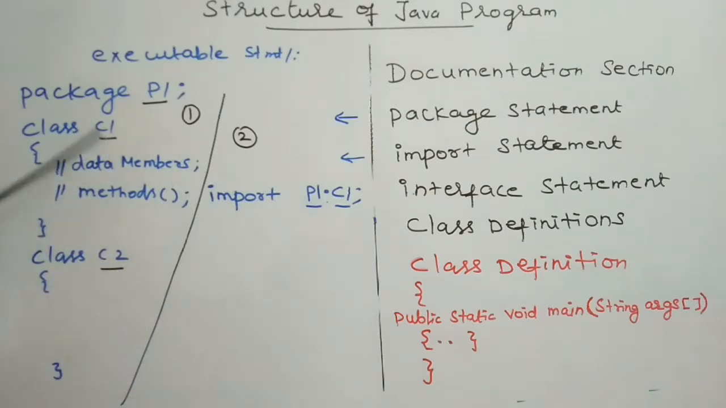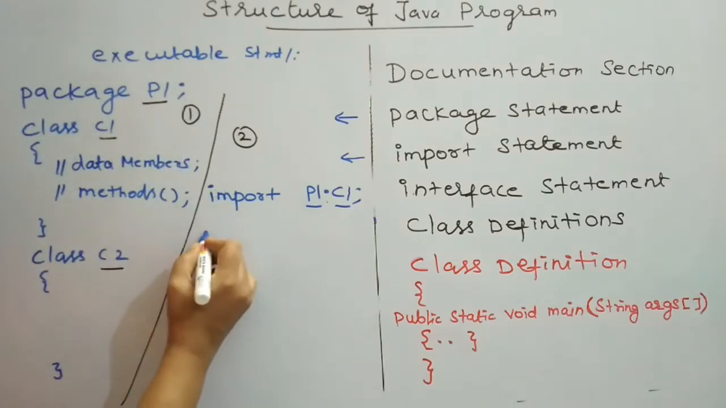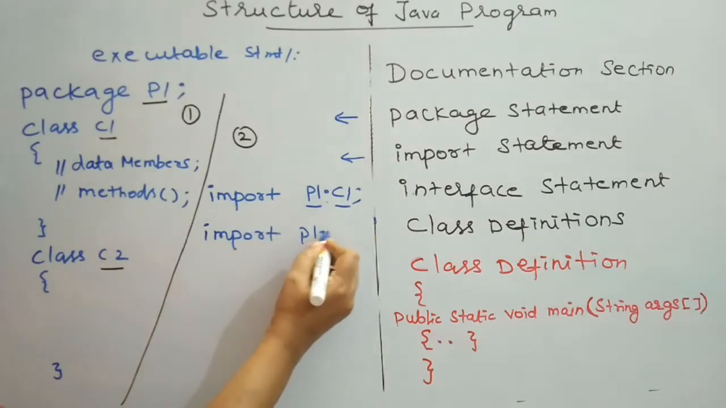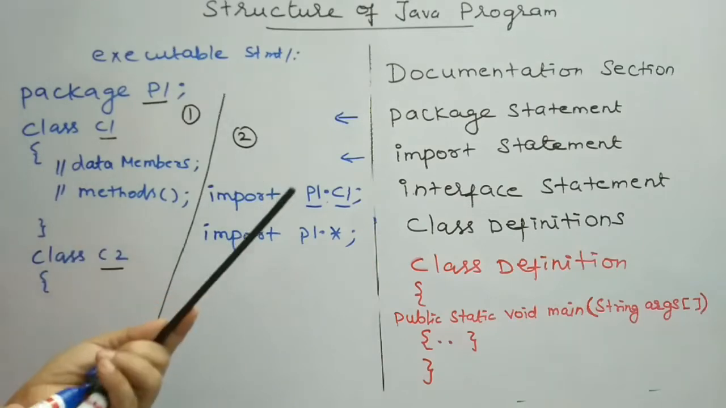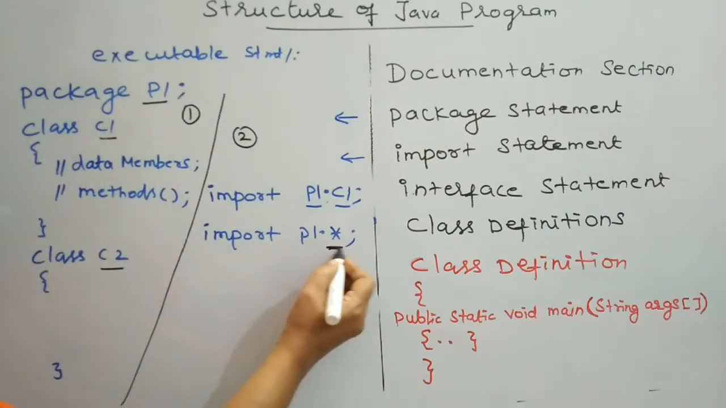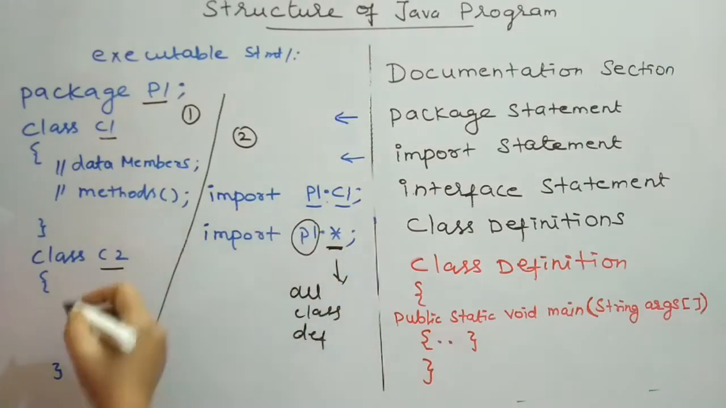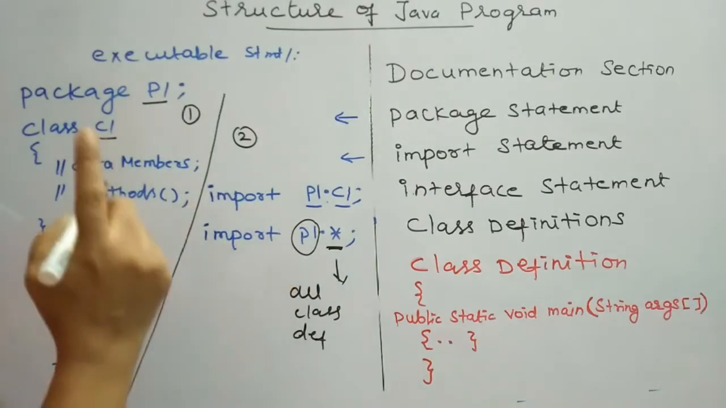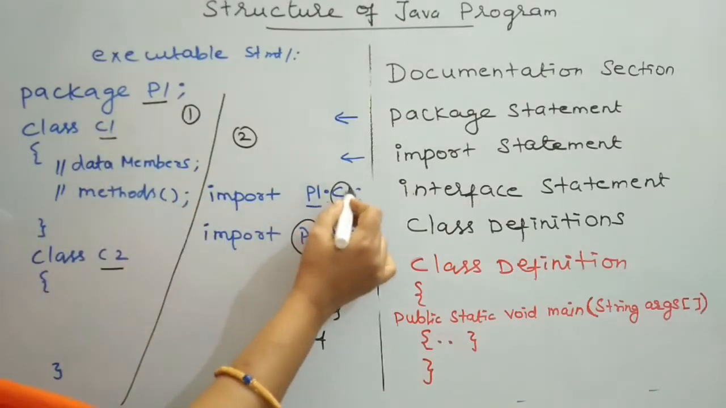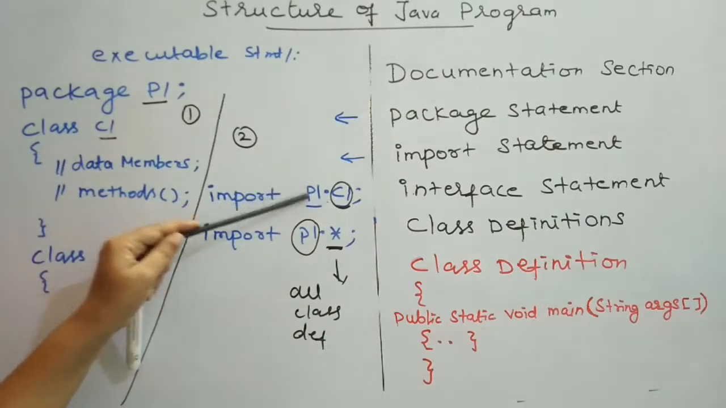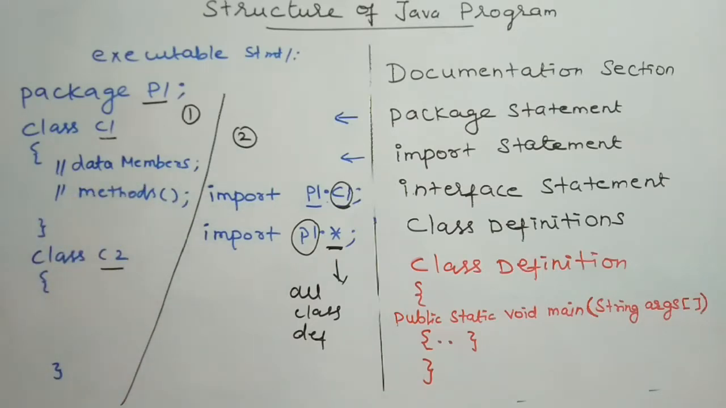If I want to import all the class definitions that belong to this package P1, in that case, I'll write the import statement like this: import P1 dot star. If this is dot star, it specifies to include all class definitions belonging to this particular package P1. If I want to specifically include a single class definition, I can specify the class definition. It includes only the class definition C1 of this package P1 inside my Java program.